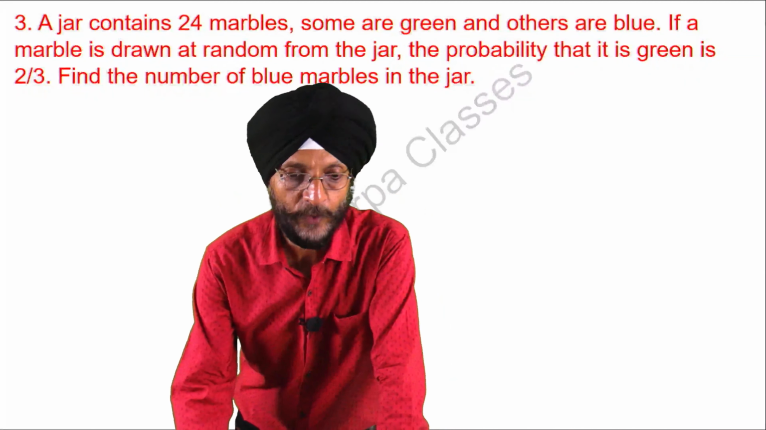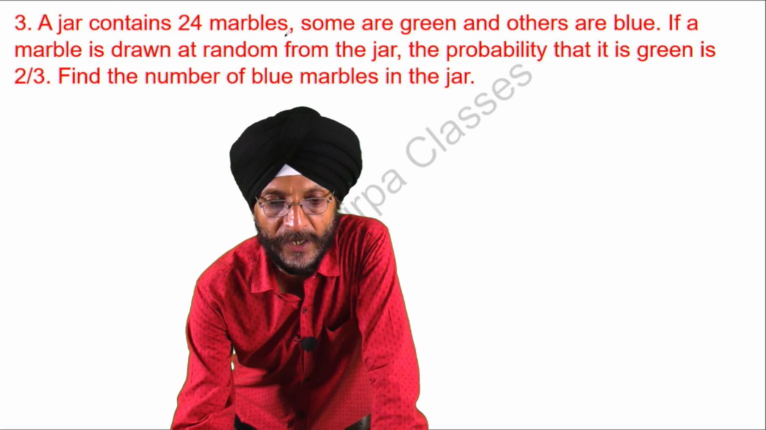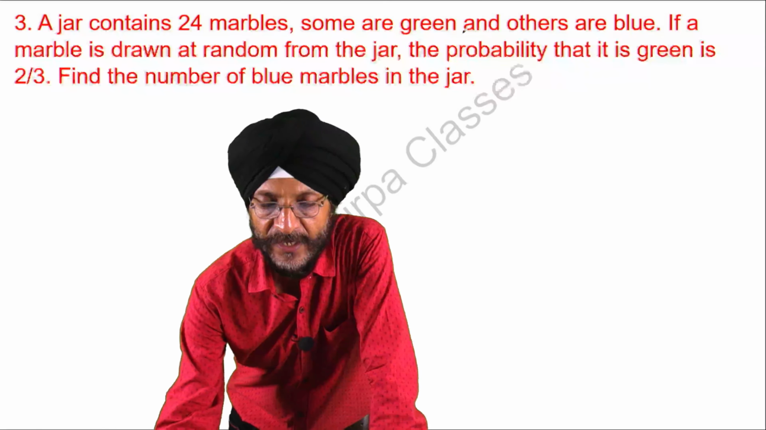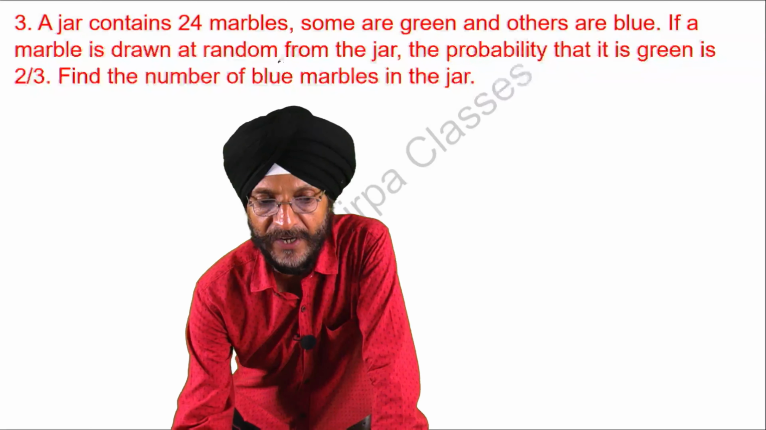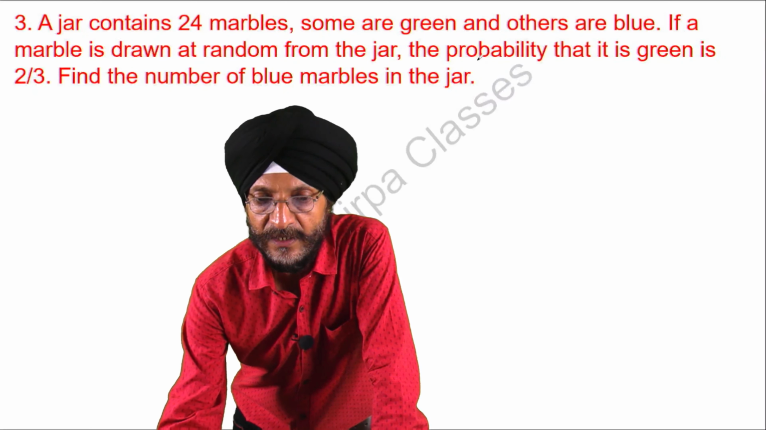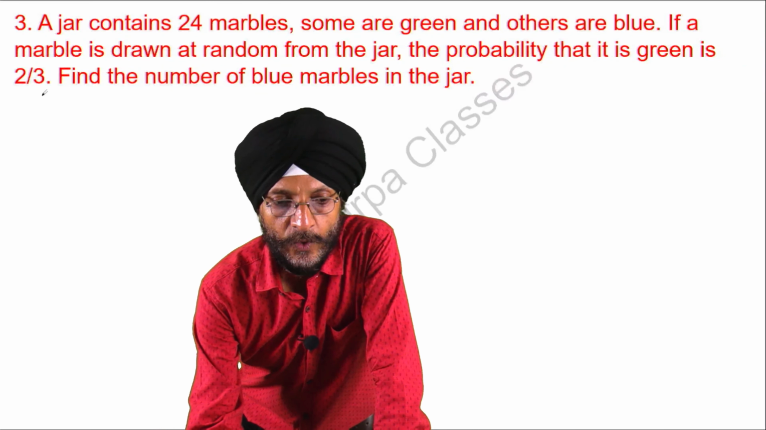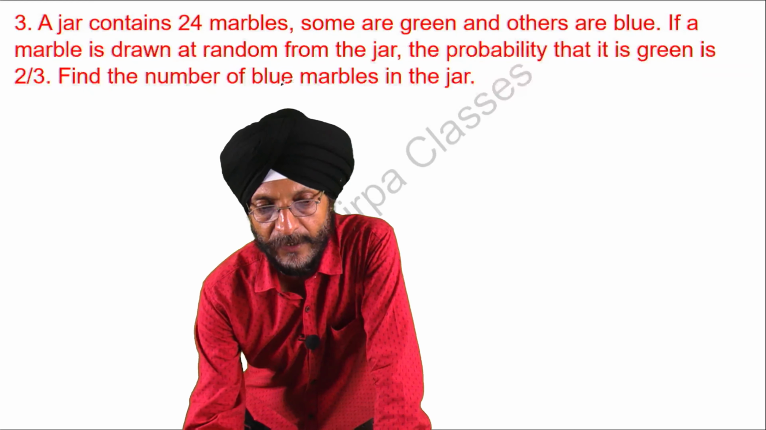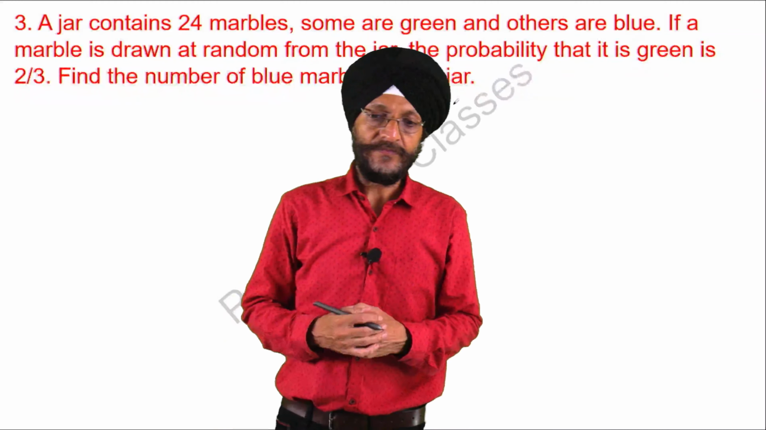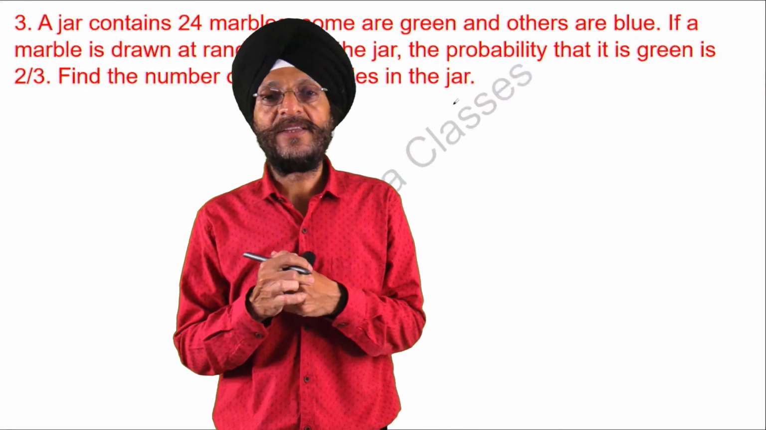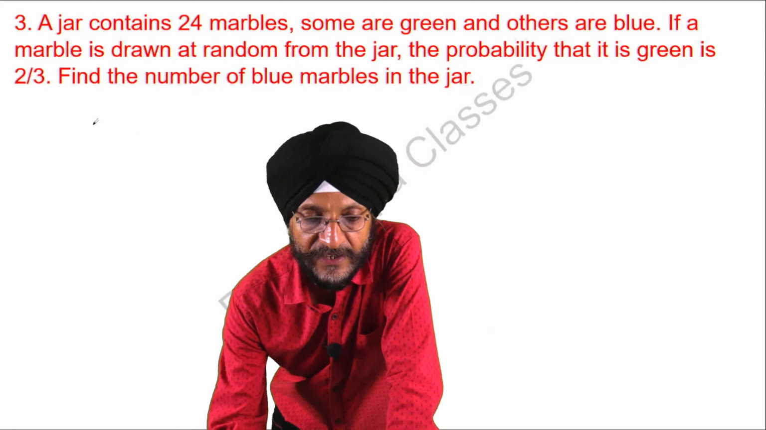Now the question before us is, a jar contains 24 marbles. Some are green and others are blue. If a marble is drawn at random from the jar, the probability that it is green is 2/3. Find the number of blue marbles in the jar. Here we are to find the blue marbles. So let us see what is given in this question.